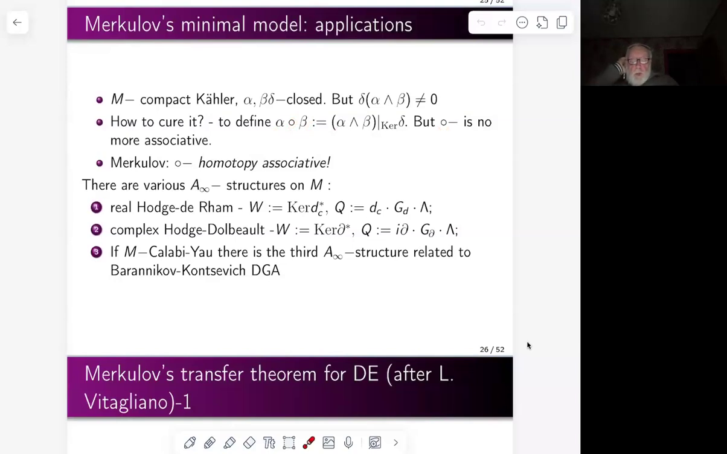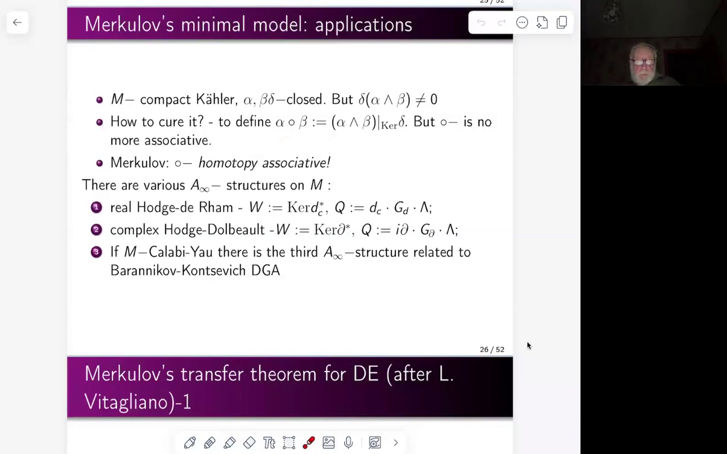What Merkulov checked, he proved that this new operation is associative up to homotopy. So his construction was used to prove homotopy associativity of this operation. And of course, the same is true for harmonic forms, just for forms which in Hodge theory belong to both kernels.